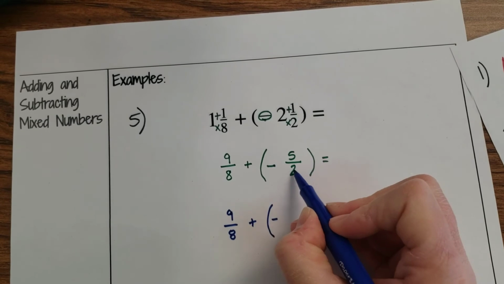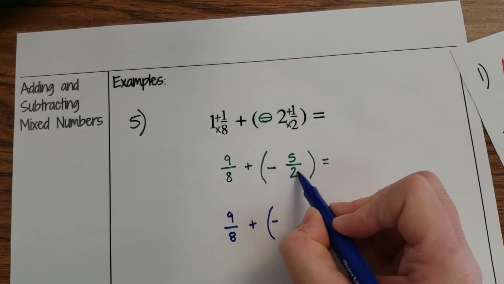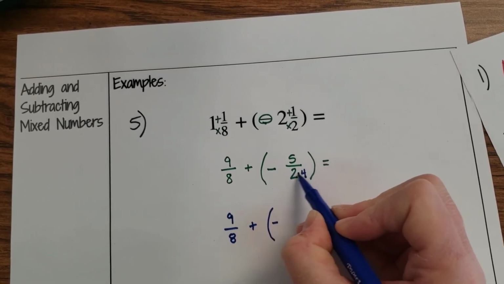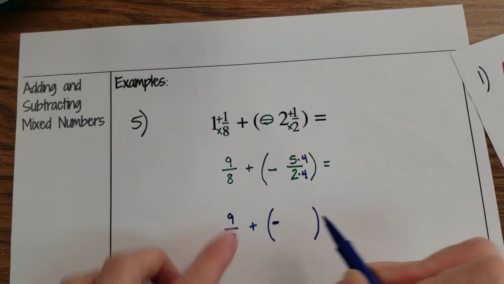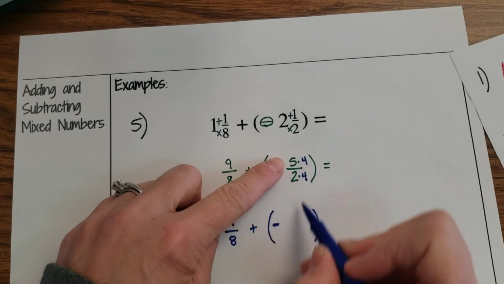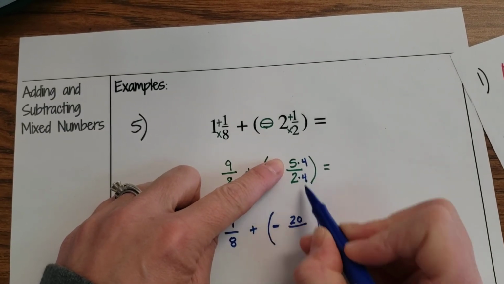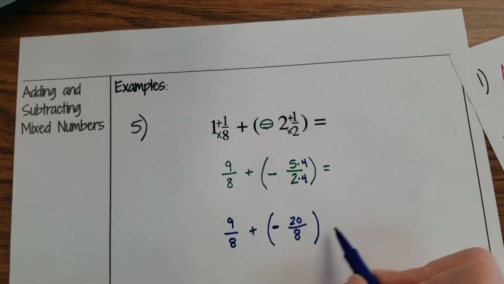I want to change halves to eighths. To do that, I'd multiply by 4. If you multiply the denominator by 4, you need to do the same thing to the numerator. So it's a negative fraction. I just dropped down the negative. Now we have 5 times 4, which is 20 and eighths. Okay, now we're ready to go.